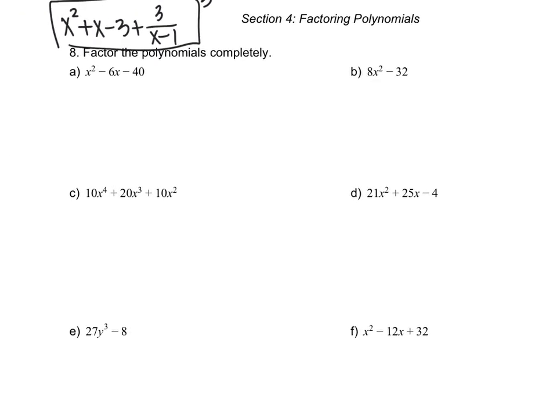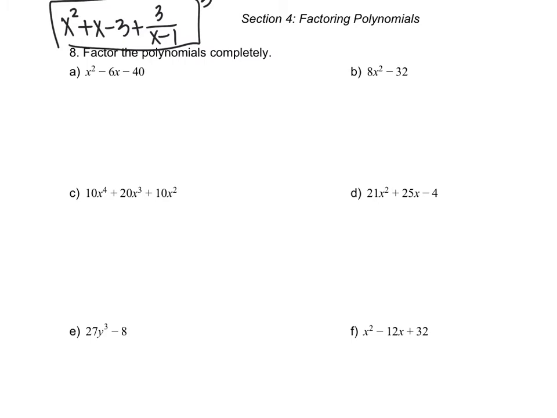Section 4, we were factoring. So there were a lot of different factoring types that we did. We factored polynomials with a leading coefficient of 1, greater than 1, GCF, difference of squares, and sum and difference of cubes. So our first example is x squared minus 6x minus 40.